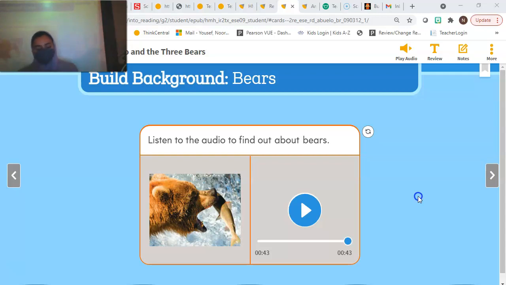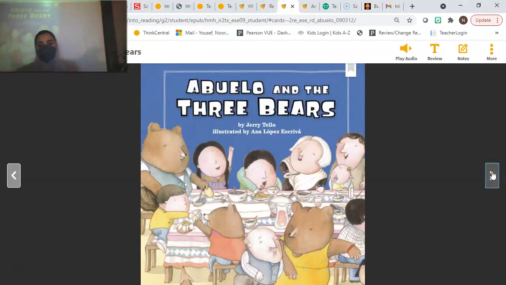What do you guys think the story is going to be very similar to? Leia? Very good. Goldilocks and the Three Bears. What do you think abuelo means? Go ahead, Rena. Grandpa, grandfather. Very good. So grandfather and the Three Bears. Let's read. Abuelo and the Three Bears by Jerry Tello. Illustrated by Ana Lopez Escriva.